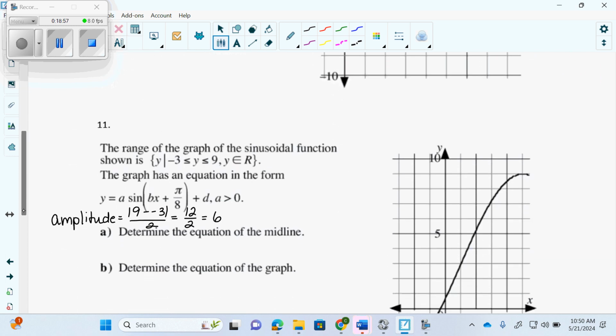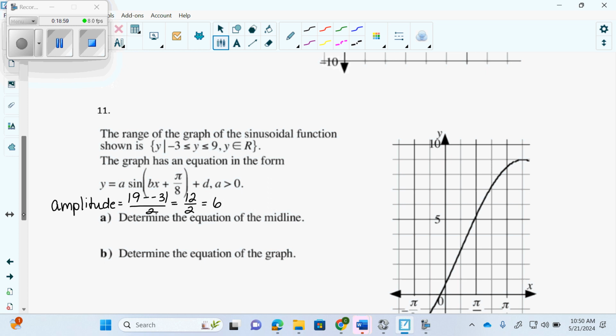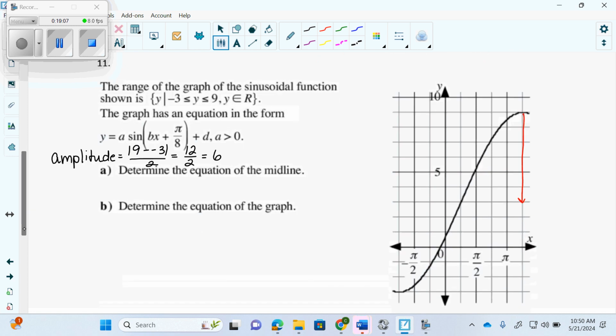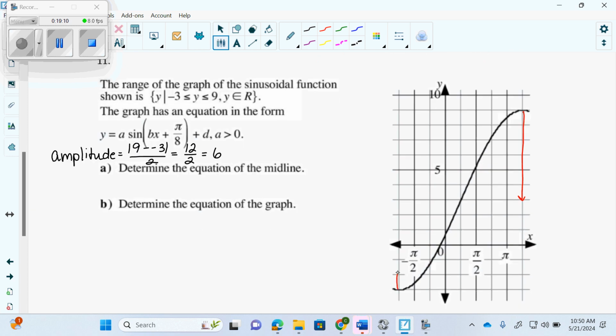And then number 11, it's 6. So I count down 6. 1, 2, 3, 4, 5, 6. Then I count up 6 from the minimum. 1, 2, 3, 4, 5, 6. And we're meeting at y equals what? 3. Did you know that we just found every midline?